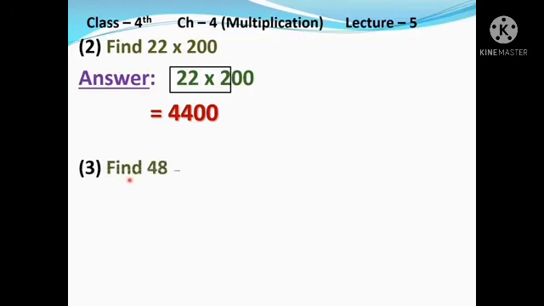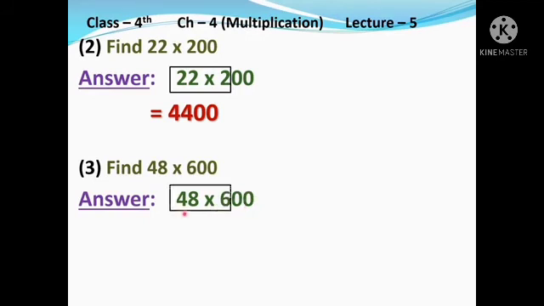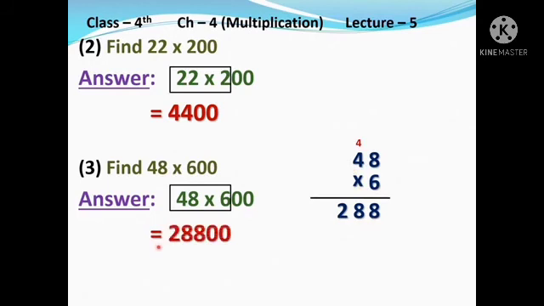Now question 3. Find 48 multiply 600. First multiply 48 by 6 and then place 2 zeros to the right side of the product. 48 multiply 6. See, 6 8s are 48, write 8 here and 4 carry. 6 4s are 24 plus 4, 28, write 28 here. See 48 multiply 6 equal to 288 and then place 2 zeros to the right side of the product. So write down equal to 28,800. Thus 48 multiply 600 equal to 28,800. Okay.